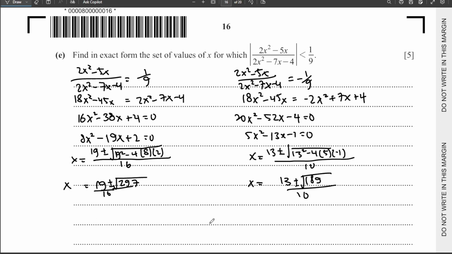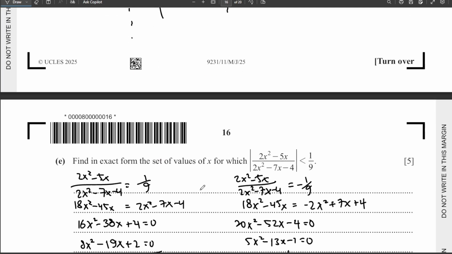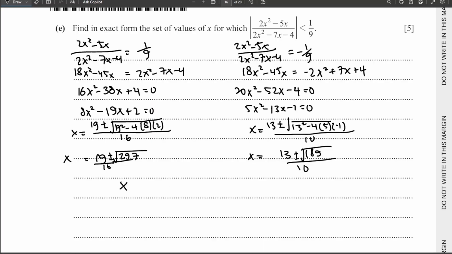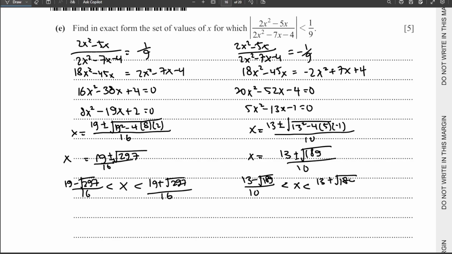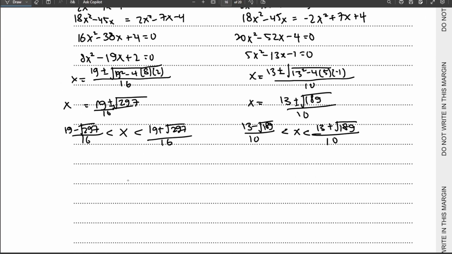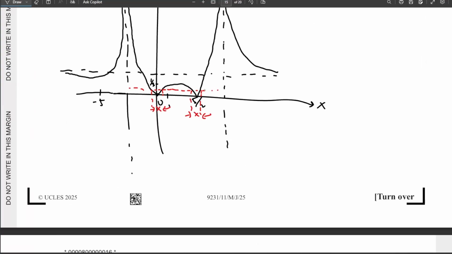Okay, so now we end up getting four values of x, right? Plus minus, then plus minus. So it doesn't really matter. You can just put x is in between these two. So bigger than the minus square root, and then smaller than the positive square root. The same thing with the other case. So x is bigger than the negative square root and smaller than the positive square root, because each of these pairs gives us one of these points here.